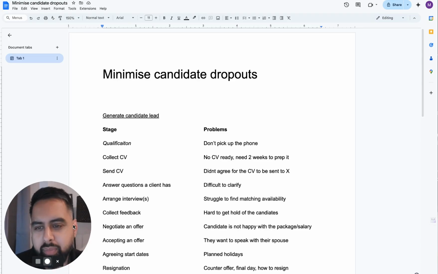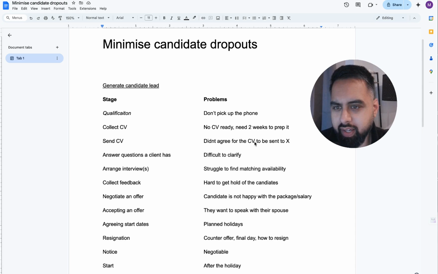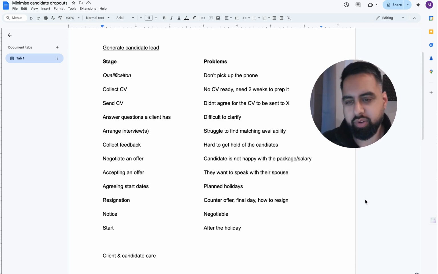So I'm talking about minimizing candidate dropouts because this is a conversation that came up in one of the coaching communities that I have, and I thought I'd put this together just out in the open for everyone to benefit from. And this is purely a case of how we internally track the candidate dropouts through our recruitment process to make sure that it doesn't happen again. And that's how we minimize any kind of problems coming out throughout the candidate journey.